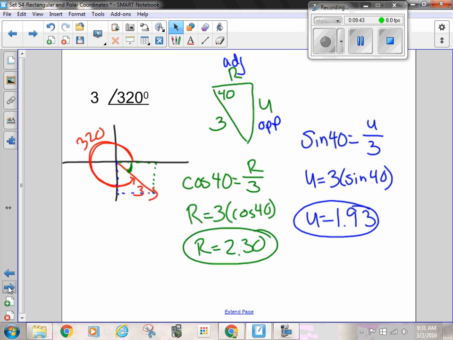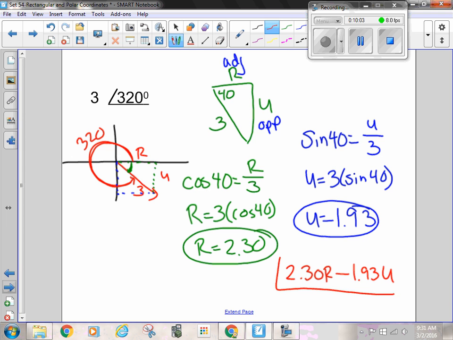Okay, but we can't just leave our answer that way. We have to put it into our rectangular form. Now I wrote that as a positive, which is good because R is positive, but notice U, this time we're going down. So we actually need to write minus 1.93 U to represent the fact that it's going down. Now, you have to be careful of that and keep your eyes open for that.